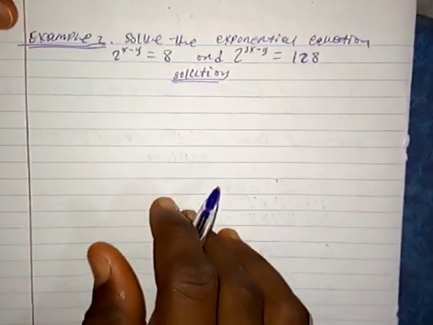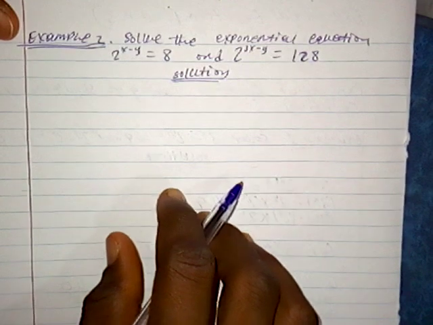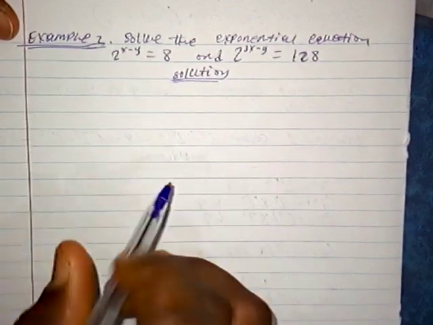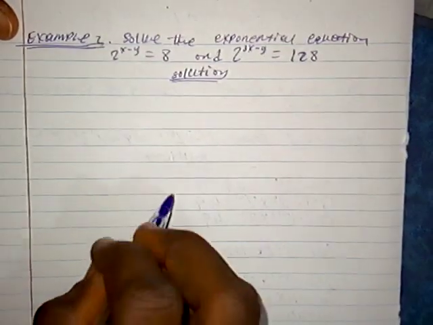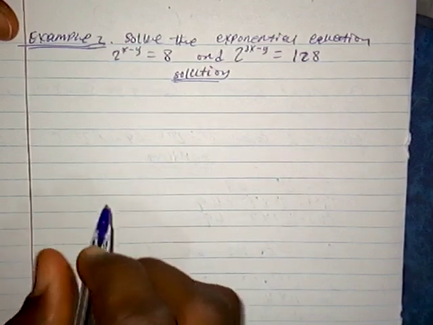Good. Now what are we going to do? You always identify that this is an exponential. It will lead to simultaneous equations any time you have two equations, right? As we did previously for example 1, we solve each of the equations one after the other.